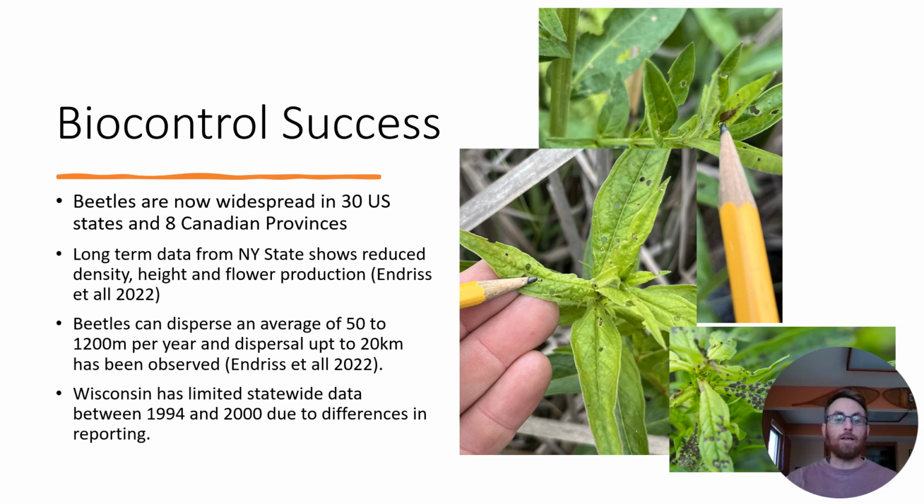The beetles are flying insects, so they can disperse within wetland basins. They disperse an average of 50 to 1,200 meters per year, and they have been documented to disperse up to 20 kilometers. Although this is rare because they typically won't disperse as long as there's purple loosestrife within a wetland. The state of Wisconsin has some limited statewide data due to differences in reporting, especially in the early years of releasing. But we do have some really good examples of success at a number of sites throughout the state.